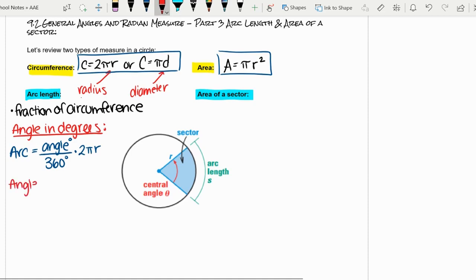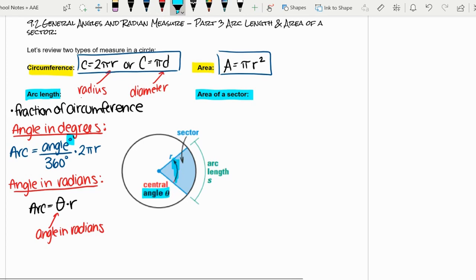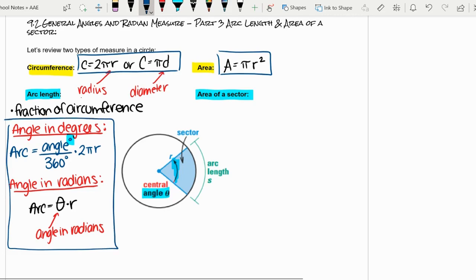Versus if they give you the angle in radians. And we're going to know if it's in radians because there won't be any unit. So if it's in degrees, they're going to give us that degree symbol. If it's in radians, they just state a number, usually like pi, right? So pi over 6 would be an example of a radian measure. So this would be our arc length is equal to our angle in radians times the radius. And they typically use theta. You could see in our picture over here, they call this central angle theta. So those are our two formulas for arc length.